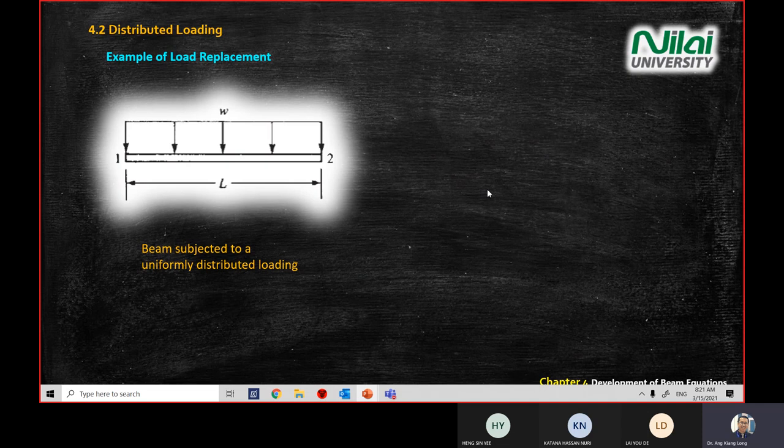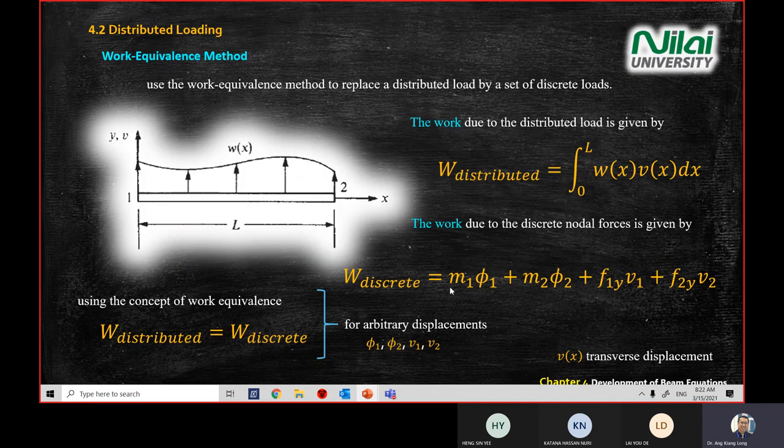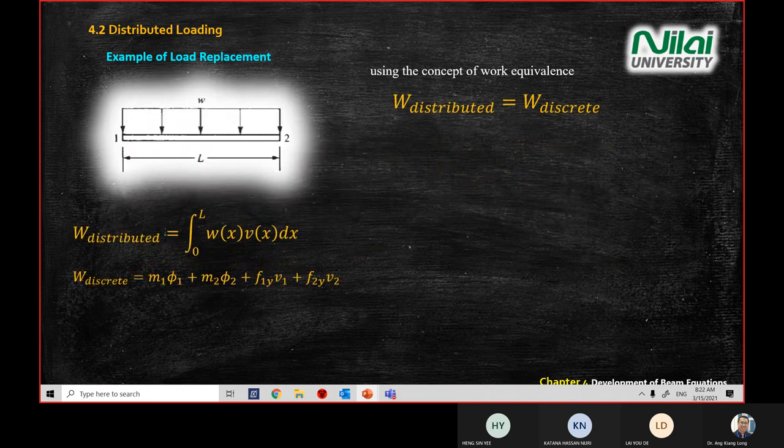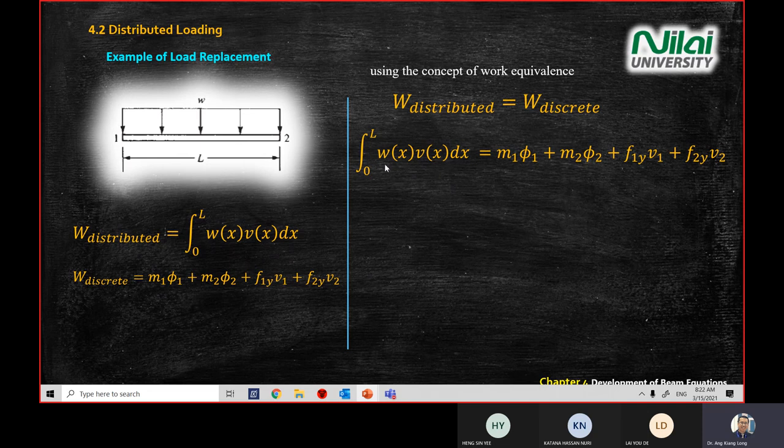So today you have three equations: first, second, and third. Recall the two equations just now. Your work distributed equals the integration of your load, your vertical displacement, and the distance travelled, or the length of the beam. Work done by the discrete part will be the product of moment and rotation, and force and vertical displacement. You put them together, and you will see the equation on the screen here. Left hand side equals right hand side.